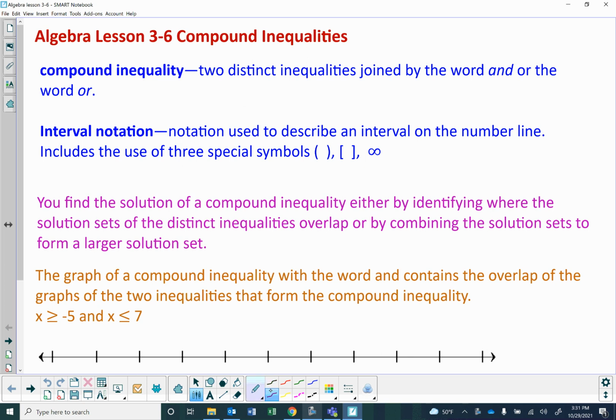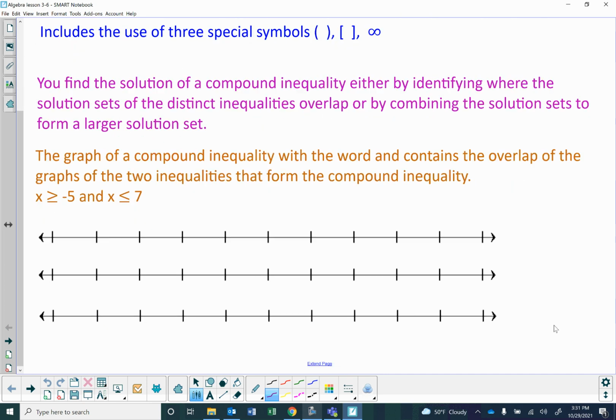Now, you find the solution of a compound inequality either by identifying where the solution sets of the distinct inequalities overlap, which would be an "and," or by combining the solution sets to form a larger solution set, which would be kind of like an "or." The graph of a compound inequality with the word "and" contains the overlap of the graph of the two inequalities that form the compound inequality. For example, if I say x is greater than or equal to -5 and x is less than 7, that means that we want the things that happen in both intervals.